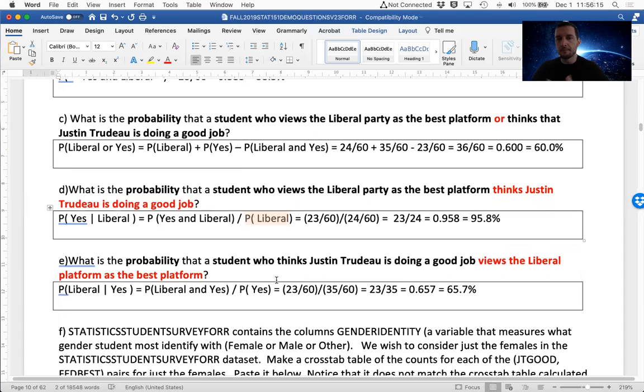In part E, we're going the other way now. So now it's telling you, given the student thinks Trudeau is doing a good job, what is the probability they view the Liberal platform as the best platform? So now we have Liberal given yes, which is Liberal and yes over the probability of yes. So the only thing that changes here is the denominator. So now we have 23 over 35 once we simplify, which is 65.7%.